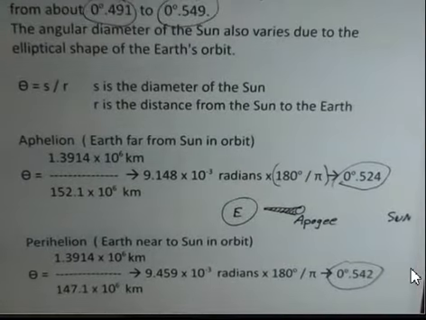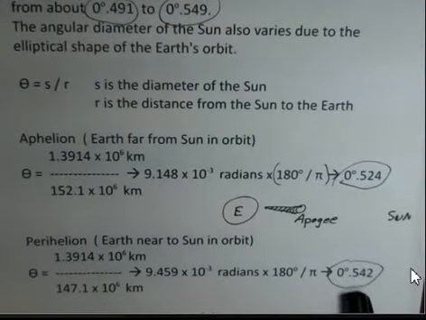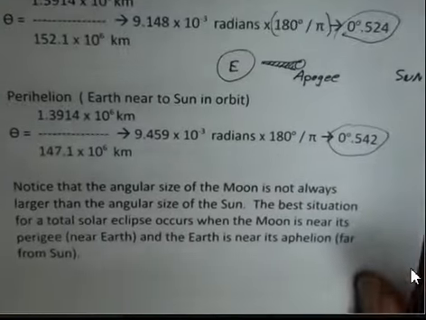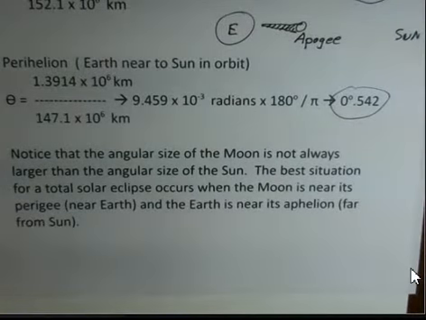Sorry if I did not have this up here earlier. At the perihelion, the angular size of the sun on the sky is 0.542 degrees. And just a little summary, the angular size of the moon changes, the angular size of the sun also changes. Our best situation would be when? Is the moon close to the Earth or far from the Earth to get a total solar eclipse? Your answer should be close to the Earth, at perigee, and the moon is 0.549 degrees on the sky.